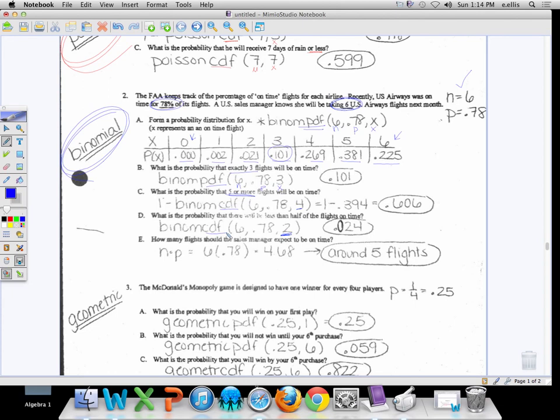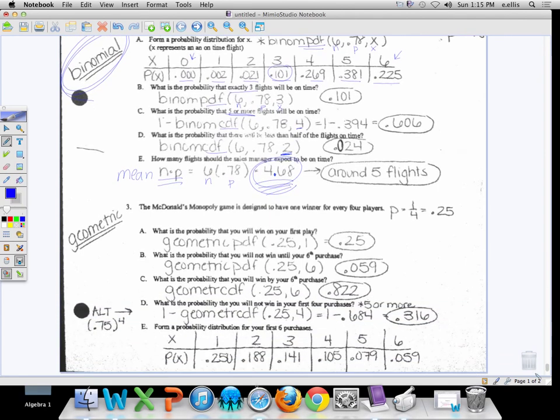You get 0.024. E, how many flights should the sales manager expect to be on time? This is an average, or in other words, the mean of a binomial, which is N times P. Do not forget the special mean, variance, and standard deviation here. So 6 N times 0.78 P, you get 4.68. That is the actual answer. That should be written down somewhere. Then if you feel like averaging it, go ahead and round it up and say, oh, around 5. But I still want the actual decimal on the test.